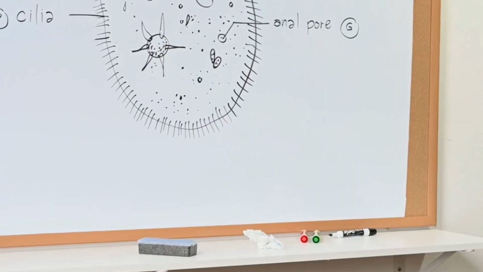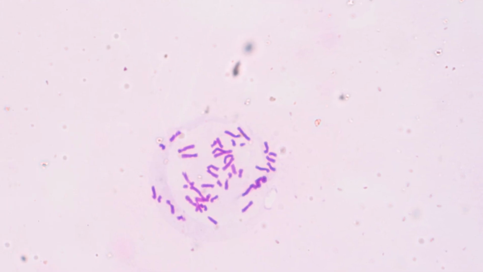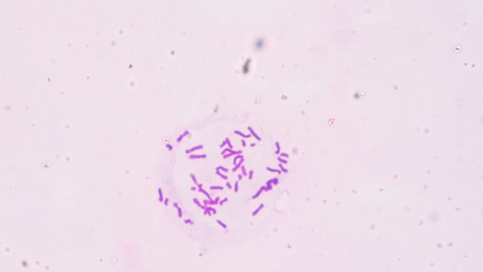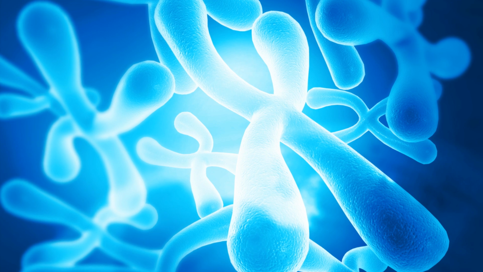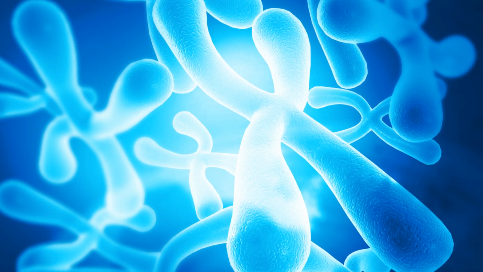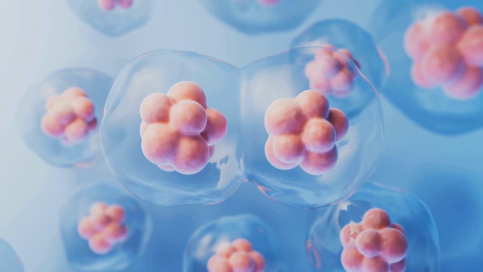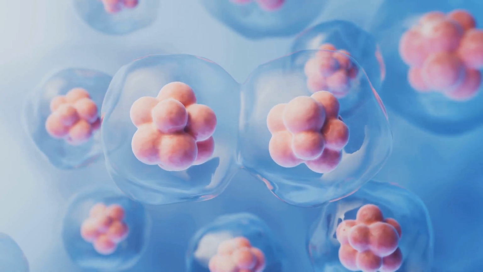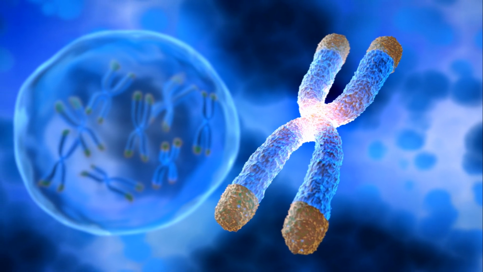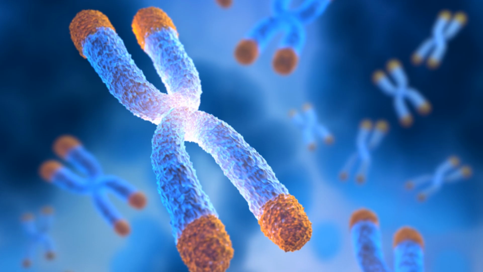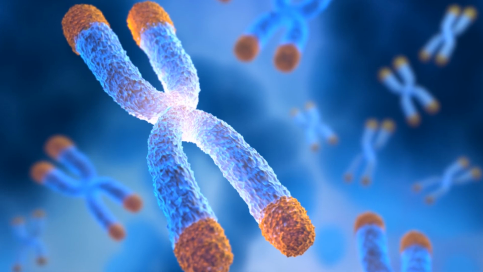When a cell isn't dividing, DNA is loose in the nucleus as chromatin. But before cell division, the DNA condenses into chromosomes, making them visible under a microscope. Each chromosome consists of two identical chromatids joined at a centromere. These chromatids are identical copies of DNA created during a process called DNA replication. There are also special proteins called histones that help the DNA coil tightly so it can fit inside the nucleus. And at the ends of chromosomes we have telomeres which protect the DNA and prevent damage.